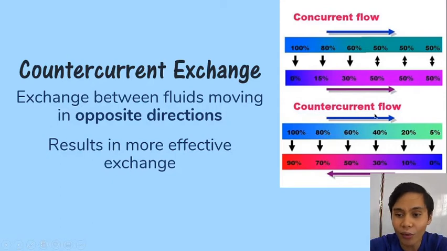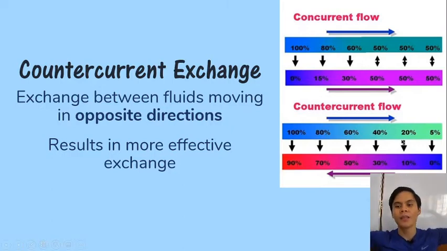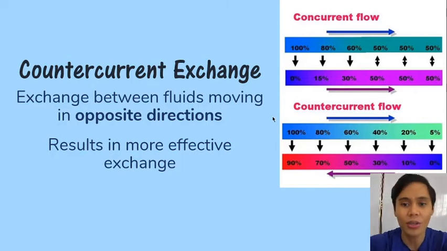So even as the fluid moves along, it doesn't stop at 50%, because on the other side, the other vessel, the fluid is still lower in concentration. So it will still move towards the lower concentration. If you compare, it stops at 50% in the upper diagram, but it stops at 5% or even less in the lower diagram. And that's how countercurrent exchange is better. So again, opposite directions, much more efficient exchange.